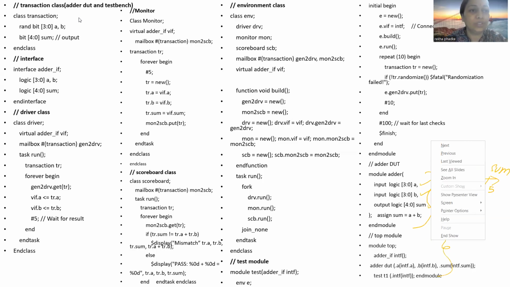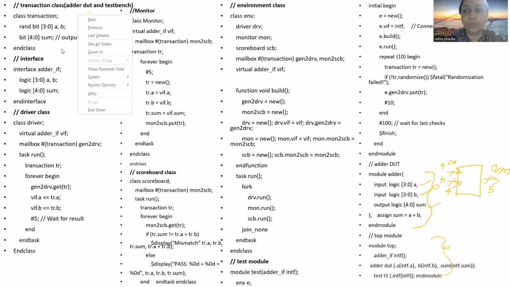So let's go to the transaction class. What the transaction class does is it gives us the packets, and these packets are given to the generator, and from the generator they are given to the driver via mailbox. So that's what happens. Since I want the DUT for 4-bit inputs A and B, I'm taking inputs as rand, randomizing them. So rand bit of 3 down to 0, A comma B. So this is what my packet variables are.